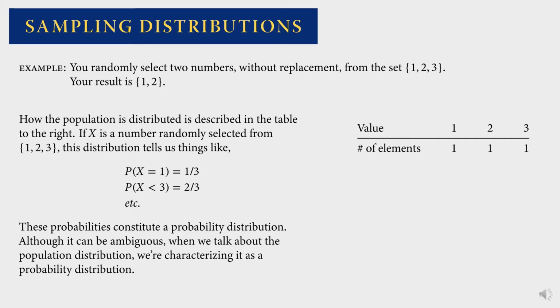This is what the population distribution looks like. There's one 1, one 2, and one 3. And this can be viewed as a probability distribution in that if we randomly choose an element from this set, we have these probabilities. The probability that the number you draw is 1 is 1/3. The probability that the number you draw is less than 3 is 2/3, and so forth. And again, this is the population distribution.